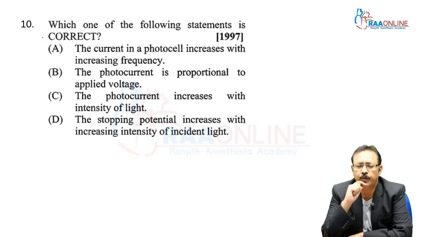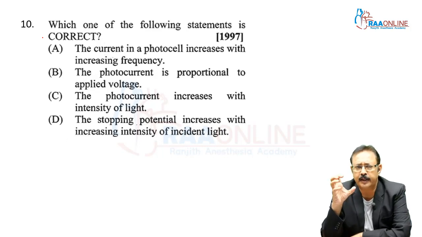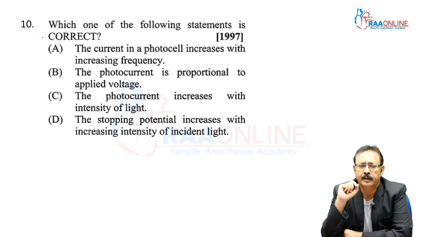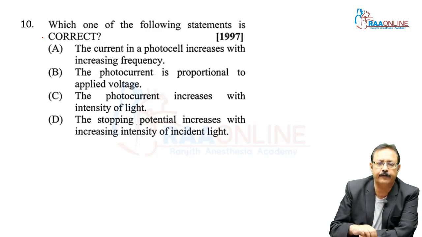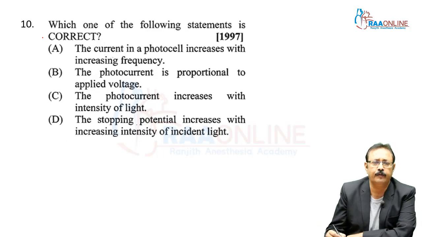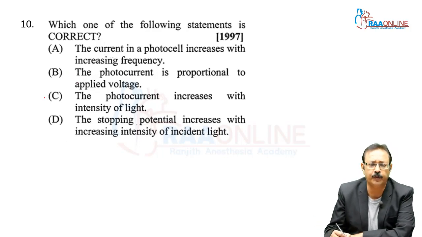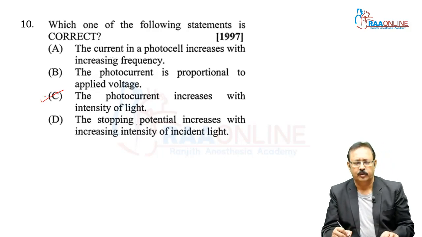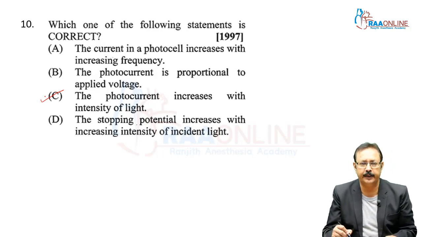Second, the photo current is proportional to applied voltage. No. If you are increasing the applied voltage, it means you are attracting those photoelectrons. It will increase energy only. The photo current increases with intensity of light. Yes, if we are increasing the intensity, we are increasing the number of photons, meaning we are increasing the number of photoelectrons. So we will go with option C.